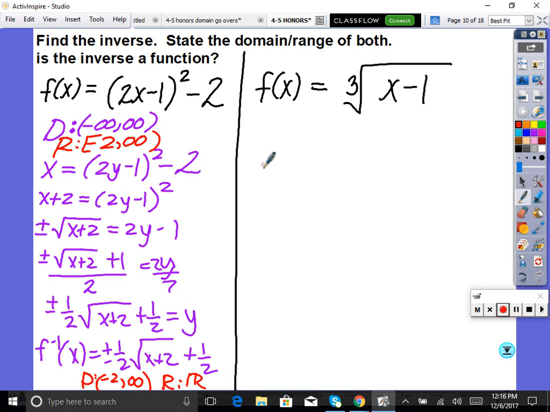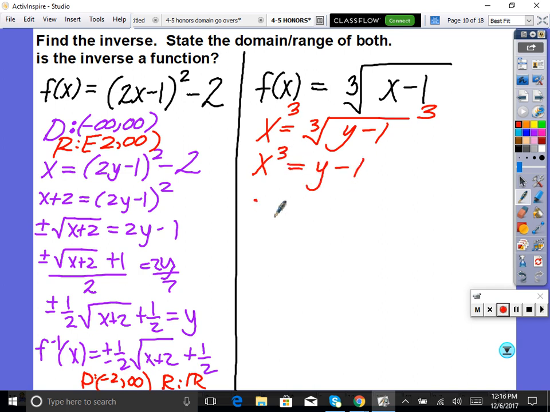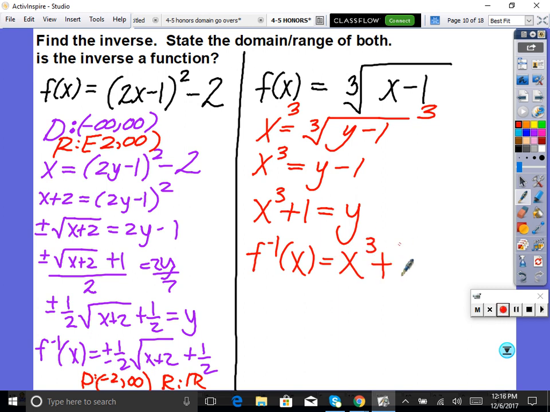Switch x and y. Now I'm not going to do domain. Well, yeah. So switch x and y. So we have x is equal to the cube root of y minus 1. Solve for y. So cube both sides. X cubed equals y minus 1. Then what? So we have x cubed plus 1 equals y. So we would say f inverse of x was equal to x cubed plus 1.